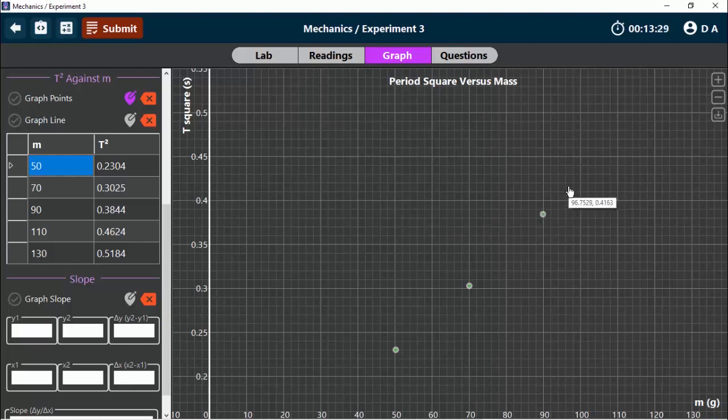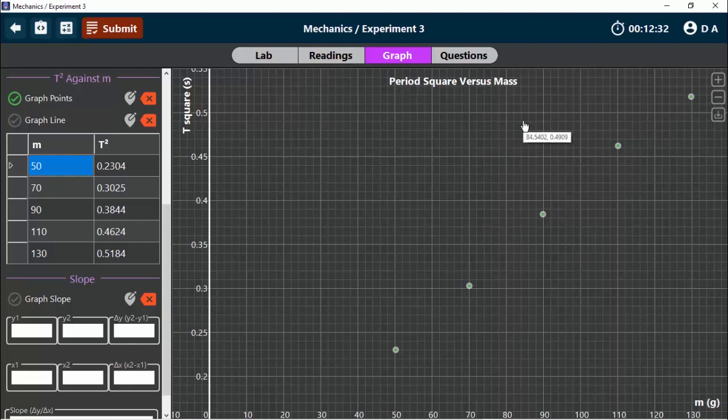Okay, so the next is when m is 110, that's this. Then we have t squared to be 0.4624, which is somewhere here. Okay, so the next is 130. When m is 130, then we have 0.5184, which is somewhere here.